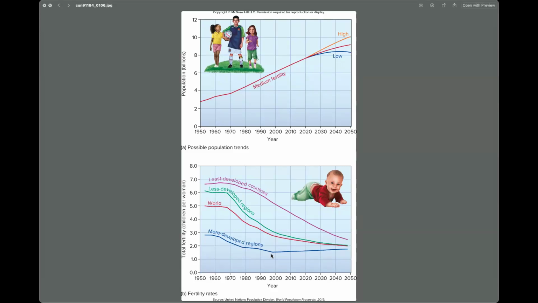More developed regions in the world went from their total fertility rate in 1950 that was slightly below 3 to where they are today, below replacement. So here's replacement, 2, and that's the world and the less developed countries. Here's above replacement, 2.5, and that's the least developed countries. And here's the below replacement for the more developed regions. This is the conundrum of Western Europe and Japan.